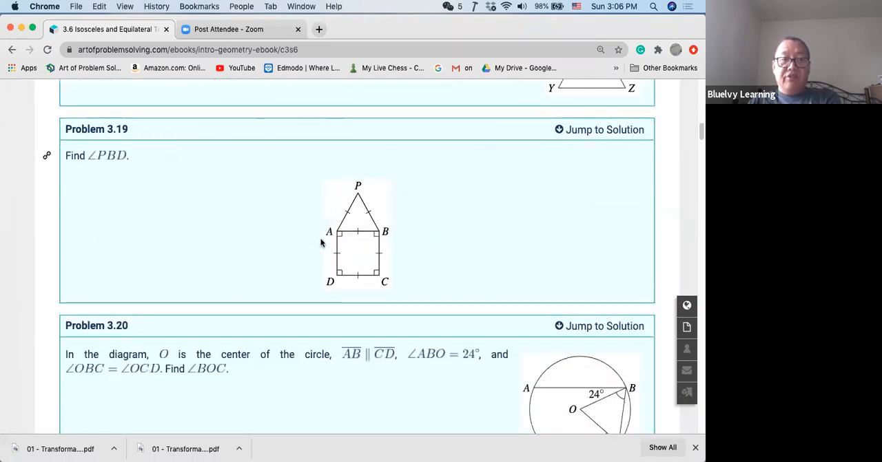Now let's go to this example. In ABCD, that's a square. ABP is a triangle built on the side of this square, and this is an equilateral triangle. Then they ask you for angle PBD. Angle PBD, what does this angle equal? Everybody send me your answer. This one is also very easy.